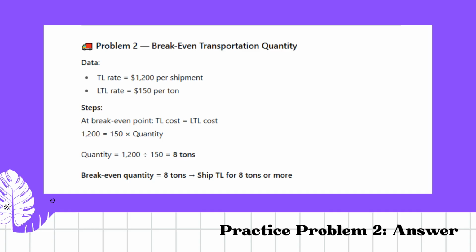Explanation. Problem 2. Here, we're looking for the point where the total cost of both shipping methods is equal. That's the break-even weight. We set the flat truckload charge equal to the variable less-than-truckload rate. At $150 per ton, the break-even point occurs at 8 tons. That means for any shipment heavier than 8 tons, it's more economical to use a full truckload. If the shipment is lighter, the less-than-truckload option saves money.